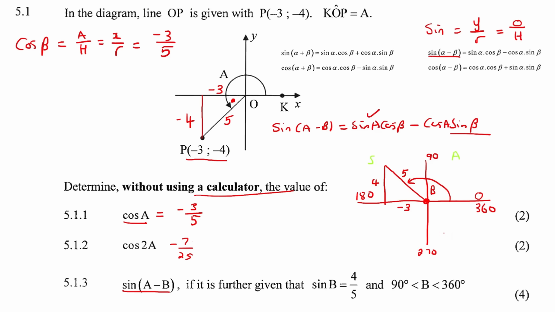So we have this, oh no, we still need to work out sin A. Sin A, now I've got to work on the A triangle. I know that sin is opposite over hypotenuse, or y over r, and that's going to give you negative 4.